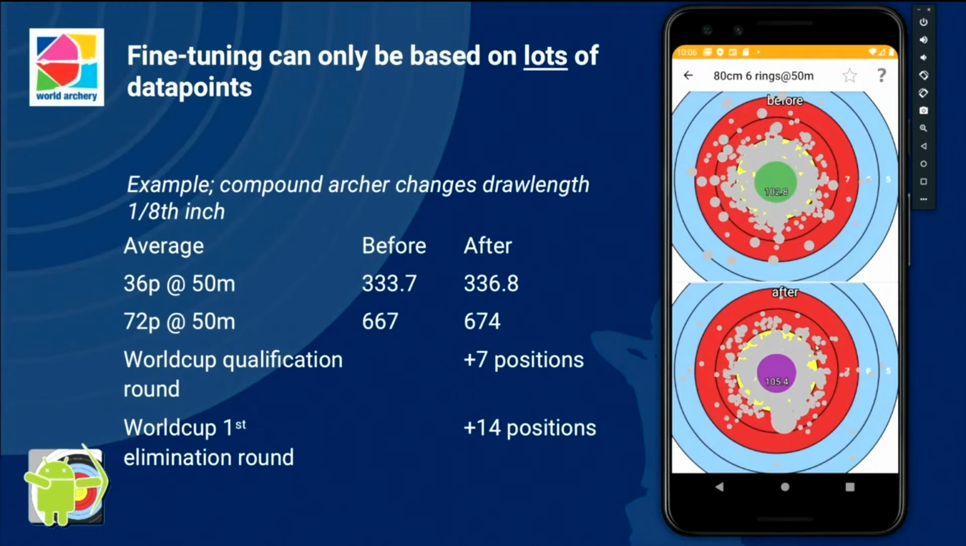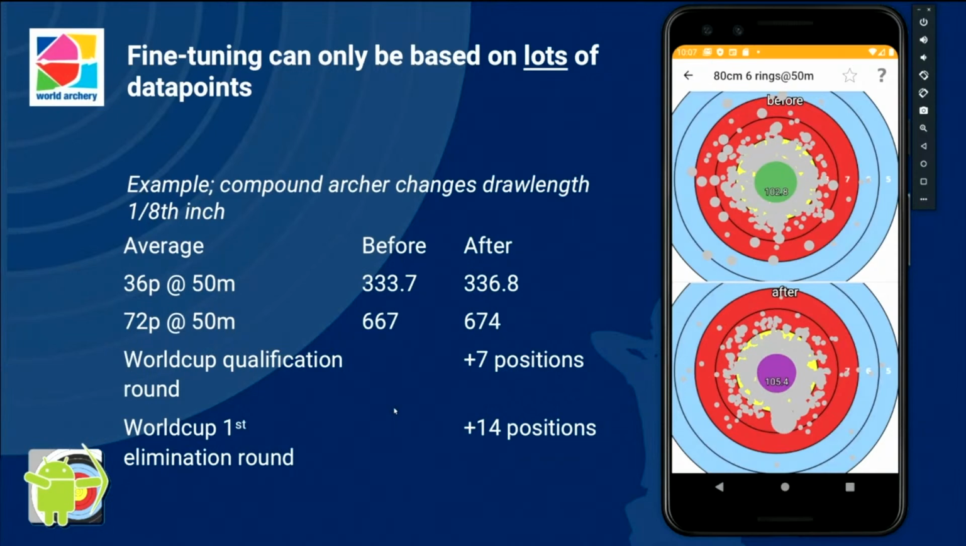So now we can compare the two setups exactly at 50 meters, and we can compare the two skill levels that we see in the center of the groups. And again, if we had shot the before setup in a World Archery competition, a 50-meter competition in this case, we would have ended up with 667. And if we had shot the new setup in a World Archery competition, we would have ended up with 674. That's about 7 points difference. And in a typical World Archery qualification round for women compound, it's about 1 point per position. So you would have gained 7 positions. And again, your first elimination round opponent would be 14 positions lower than you would have had if you didn't do the tuning change.